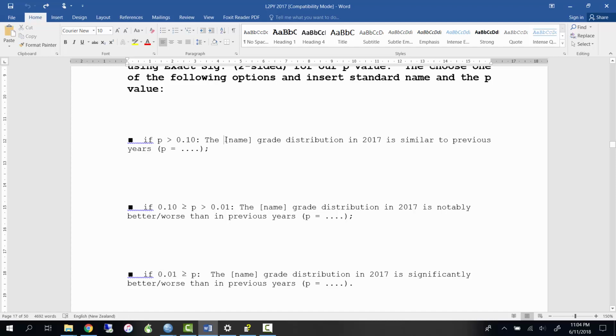So what you do is you choose the appropriate test. There we go. So the Physics 2.3 grade distribution is similar to previous years, and the p-value is 0.356. There's a 35.6% chance that that improvement we think we're seeing is just random. So no, we don't make any firm conclusions. It's the same as usual.